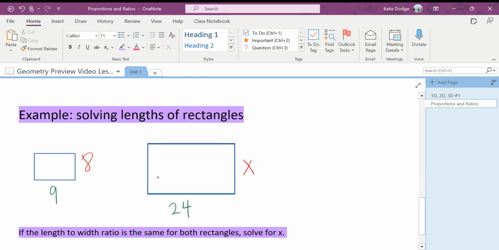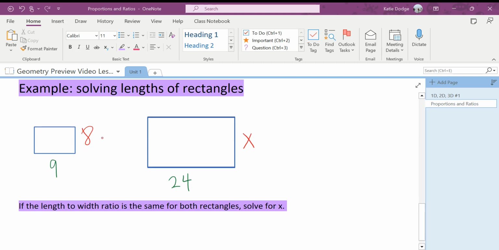All right, here's another example that we could use this knowledge to actually solve for some missing values. So let's say that the length to width ratio is the same for both of these rectangles. If so, let's solve for x.